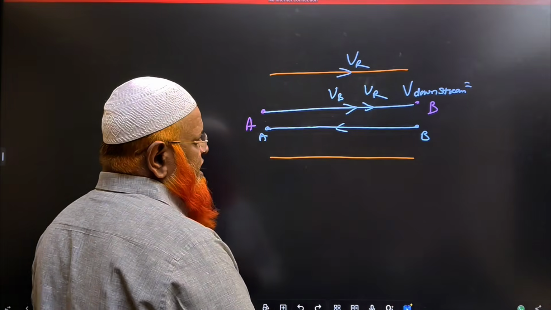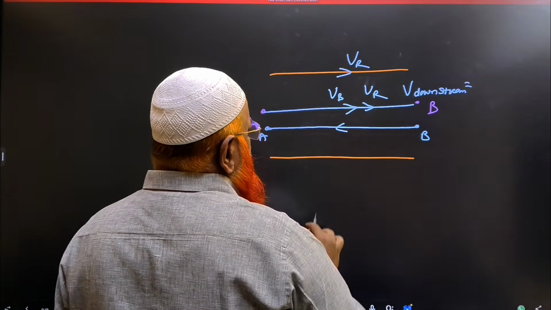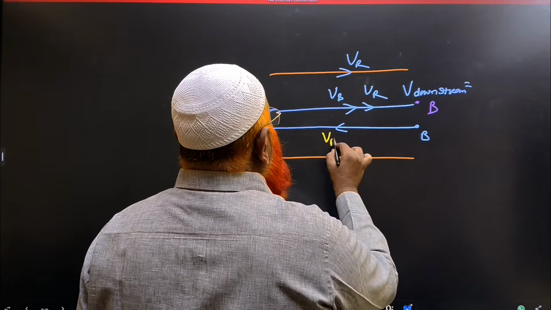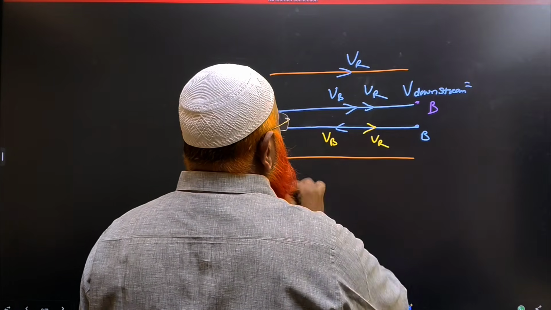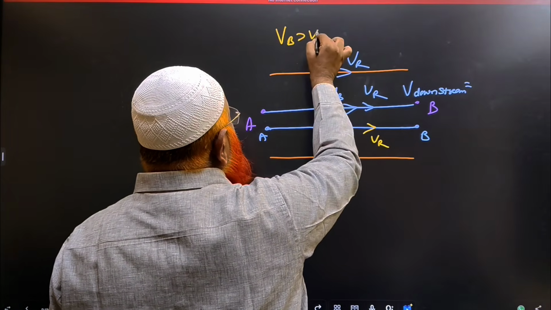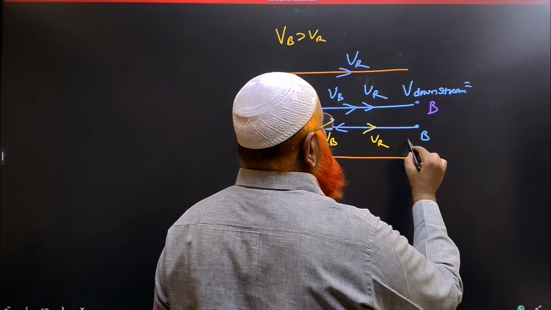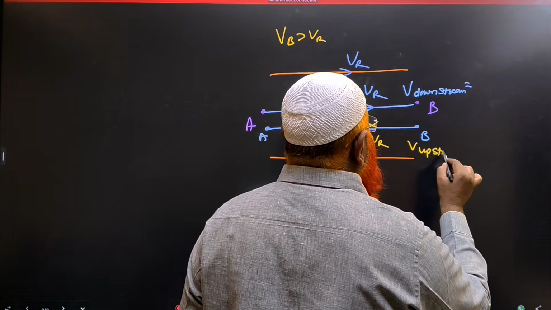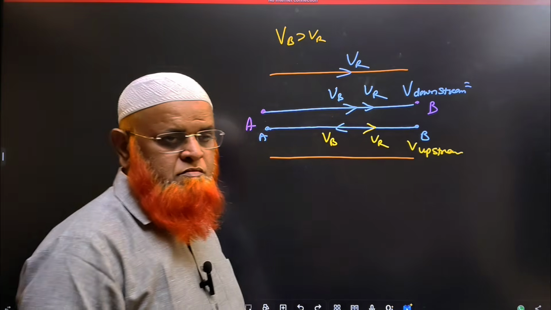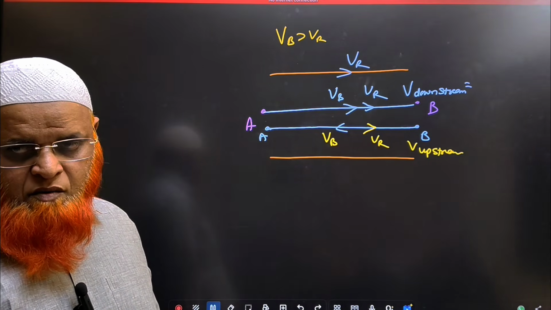Okay, so now just see here, the velocity of the boat is in this direction, the velocity of the river in this direction, and the condition is that the velocity of the boat is greater than the velocity of the river. So this is called the case of upstream, velocity upstream. Understood what I'm saying now?